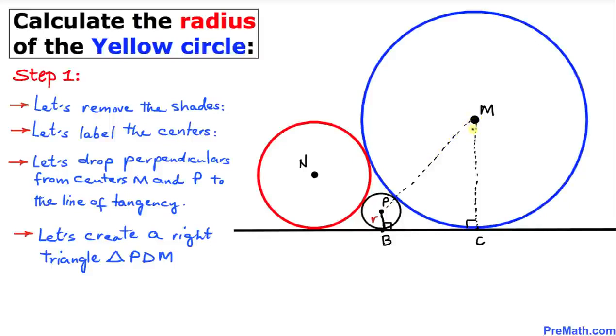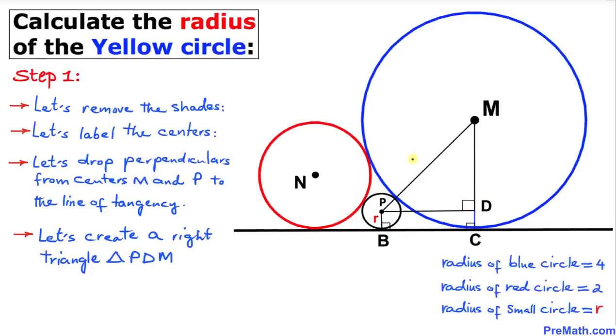And now we are going to connect this point P and this point M. These are the centers, so that we can create a right triangle. Let's draw a perpendicular from this point P to this line MC, somewhere here. I'm going to call this point D. Since this is a perpendicular, this is going to be 90 degrees. And here is our much nicer looking diagram. And this PDM is our right angle triangle.